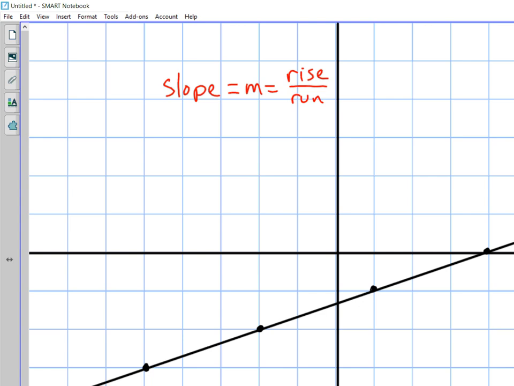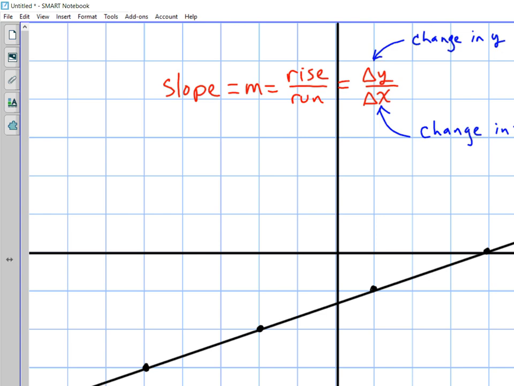Let me ask you something. Is the rise going up? The rise goes up and down, right? Is that X or is that Y? The Y, okay. So the Y all over the X. How much the Y changes, right? How much is it going up? And we use the change in Y and the change in X.